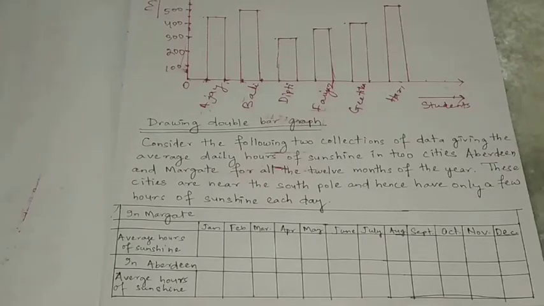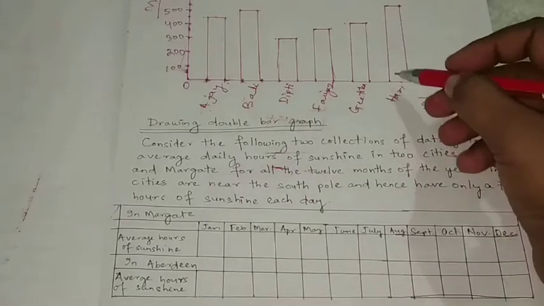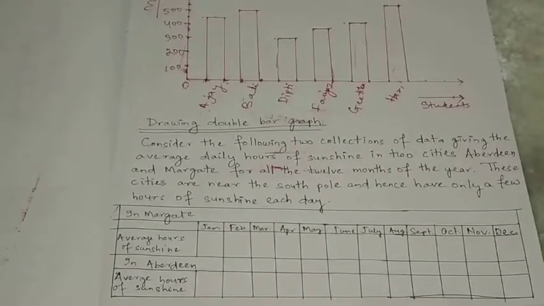So here two sets of data are given, for two cities. What we have to do? We have to mention the two sets of data given for 12 months. So we have to make a double bar graph. Means here we have been making one single bar, but in a double bar graph, you will make double bars.